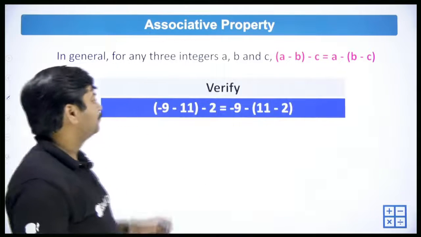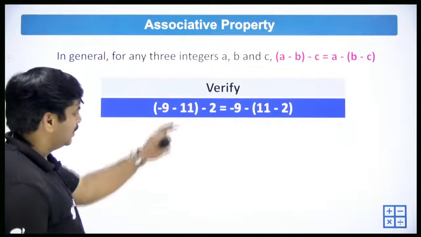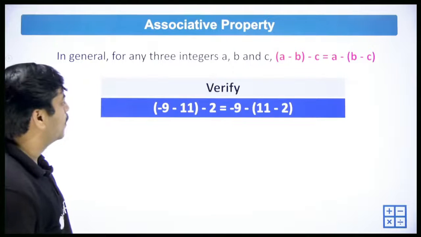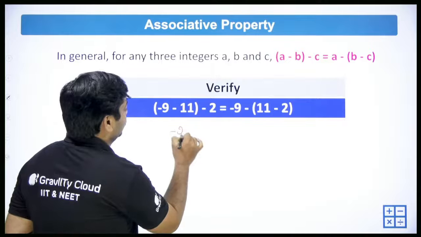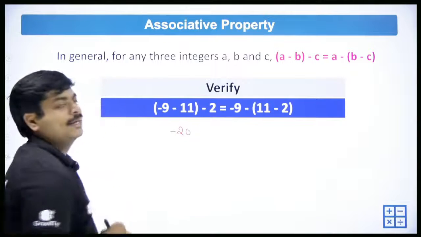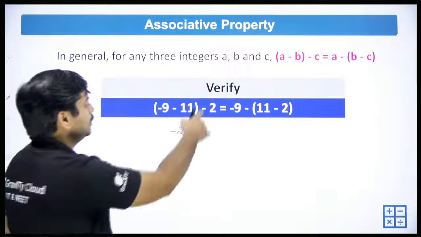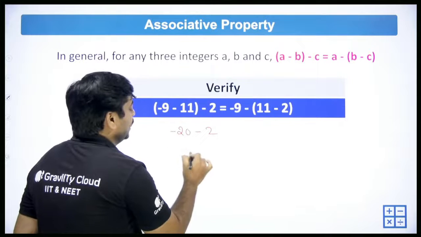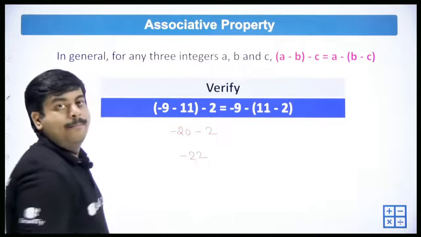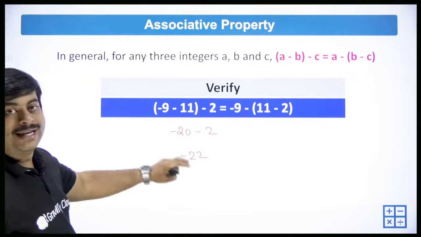So what can we say? Let me take the same example with all the negatives. Minus 9 minus 11 will give you minus 20, and then minus 2. Minus 20 minus 2 will give you minus 22.